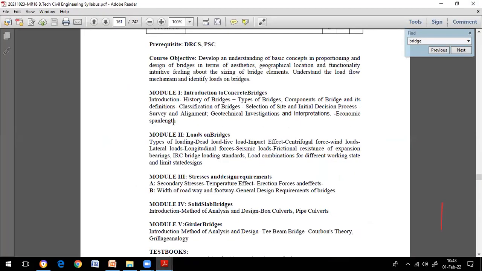Finally, the economic span of the bridge. I think we have covered all the topics in module 1. I have shared the notes in PDF for all modules. Please go through the notes also.